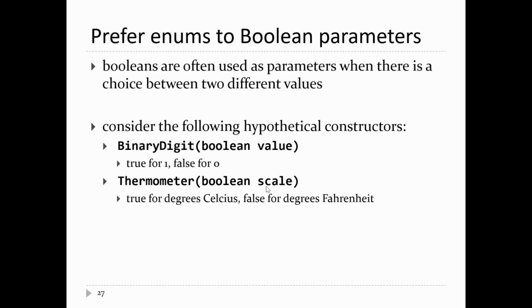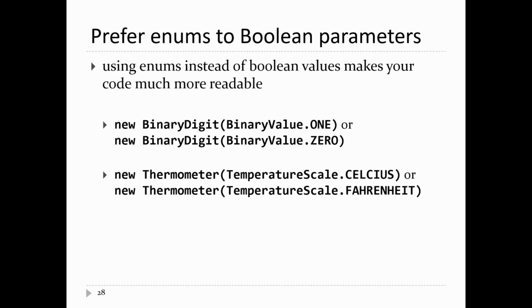It's very confusing reading that code and trying to figure out what this thermometer object is going to do. If instead you created a little enumerated constant called temperature scale, and you have two constants, Celsius and Fahrenheit, now it's dead obvious what these mean. This is obviously a thermometer that measures temperatures in Celsius. That's obviously a thermometer that measures in Fahrenheit. This is obviously a binary digit whose value is 1, and this is obviously a binary digit whose value is 0. So using enumerated constants for Boolean parameters makes your code a little bit easier to read.